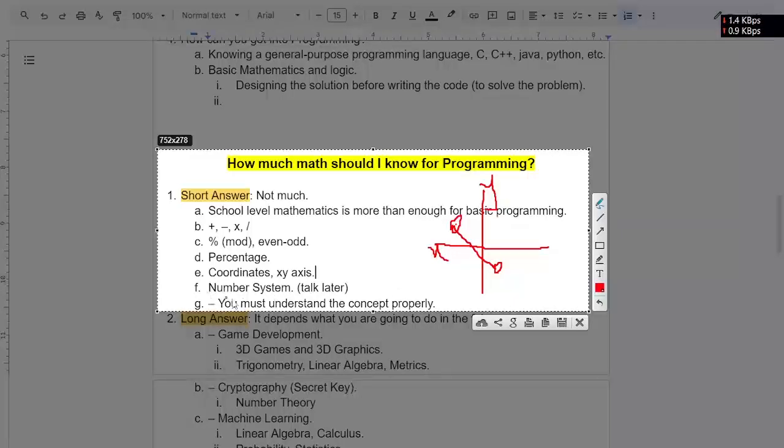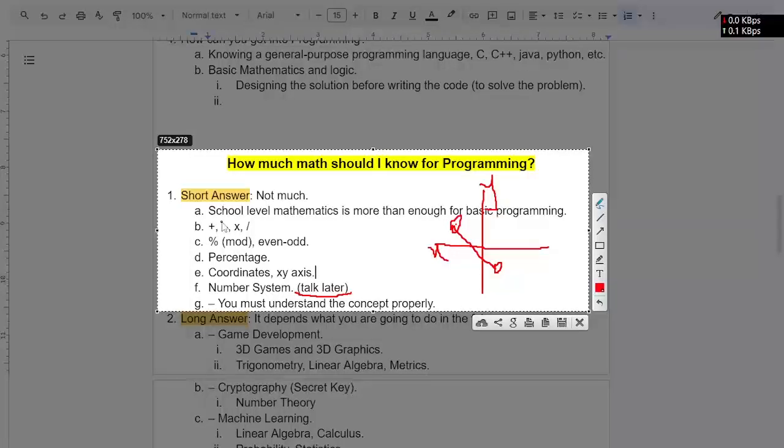And then we have number systems. We'll talk about number systems later. If you have studied information and communication technology, ICT, at the high school level, you will know that. But if you are not a college student, if you are a high school student, we'll talk about those number systems in the future lectures, so don't worry. And then you must understand the concept properly.